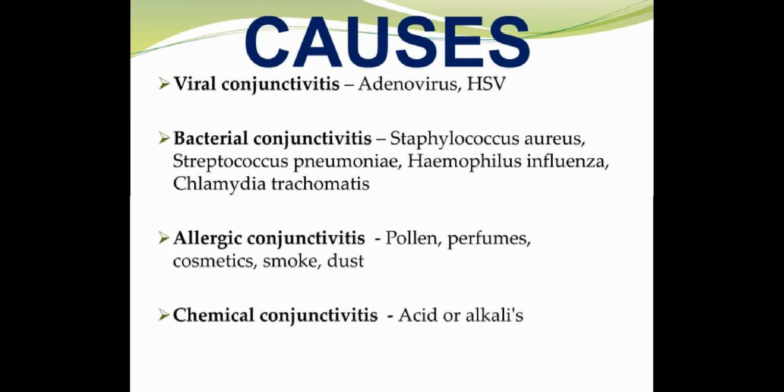Now coming to the causes. First, viral conjunctivitis, which is caused by adenovirus and HSV, that is herpes simplex virus. Second, bacterial conjunctivitis, which is caused by Staphylococcus aureus, Streptococcus pneumoniae, Haemophilus influenzae, Chlamydia trachomatis. Third, allergic conjunctivitis, which is caused by pollen, perfume, cosmetics, smoke and dust. Last is chemical conjunctivitis, which is caused by acids or alkalis. So these are the causes.